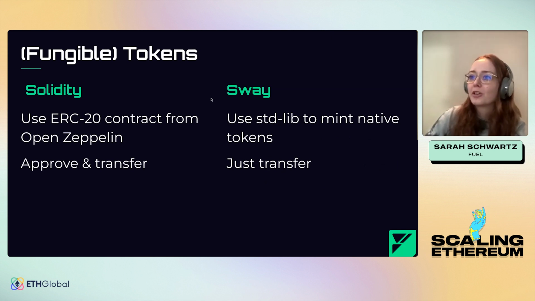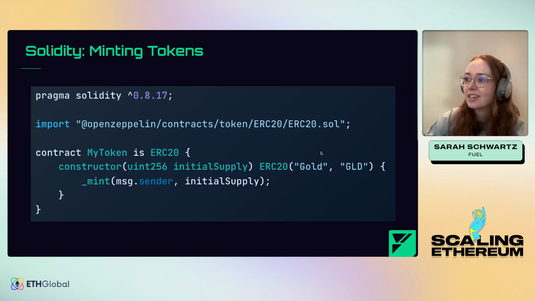When you're creating fungible tokens in Sway, something like the equivalent of ERC20, you can actually use a function from the standard library that mints native tokens, which means that you can send them in a call just like you would send ETH in a call for Ethereum, or Matic in a call for Polygon. So here's what that ERC20 contract might look like in Solidity.